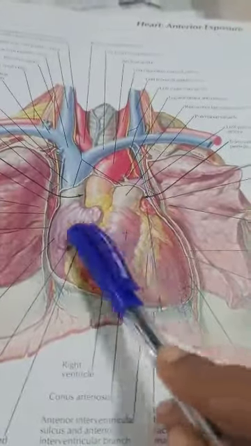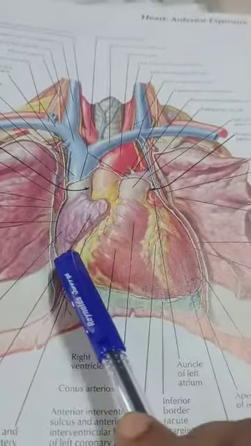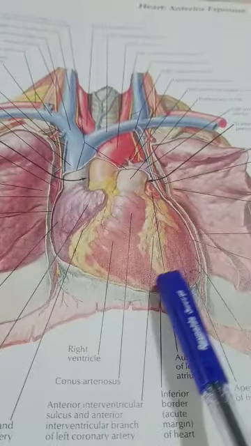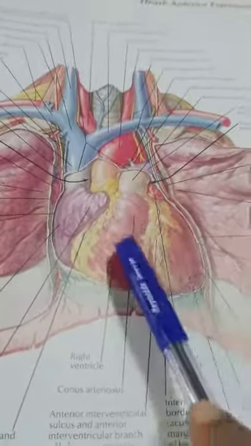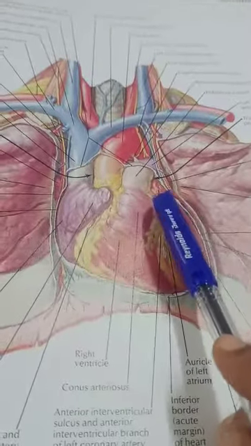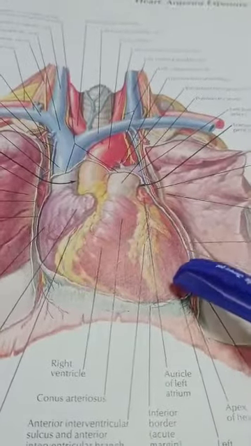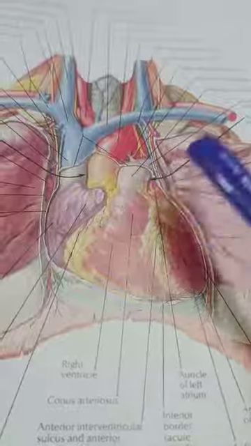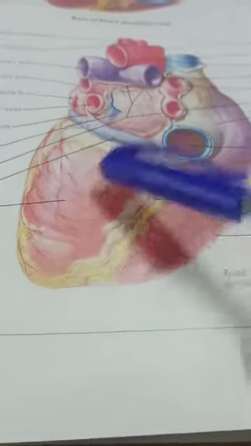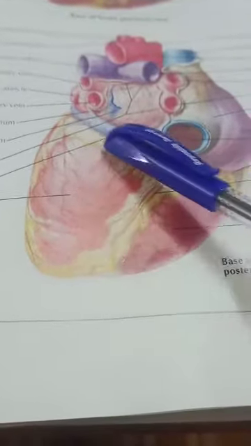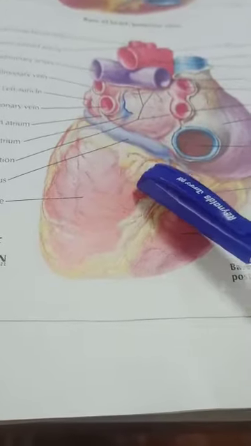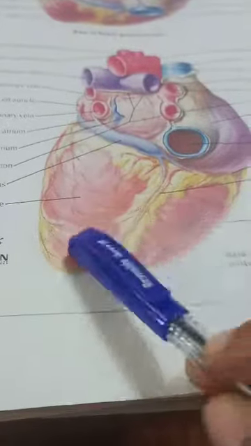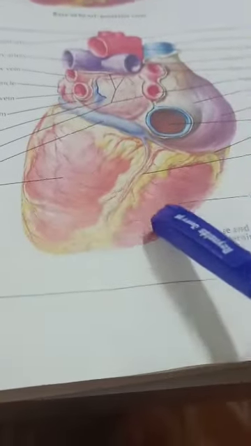The anterior surface is formed by the right atrium, right auricle, right ventricle, and part of the left ventricle, and also the left auricle. Then the left surface is also formed by the left ventricle and left auricle. Then there is one more surface, the inferior surface. This is known as the diaphragmatic surface. It rests on the diaphragm. The diaphragmatic surface is formed by the right and left ventricles.